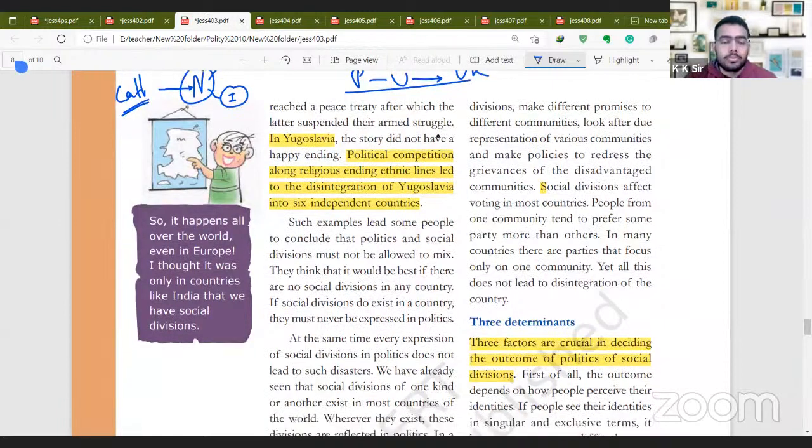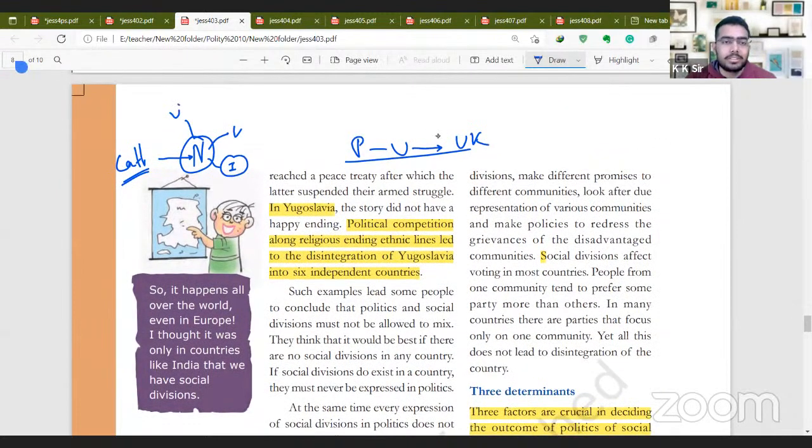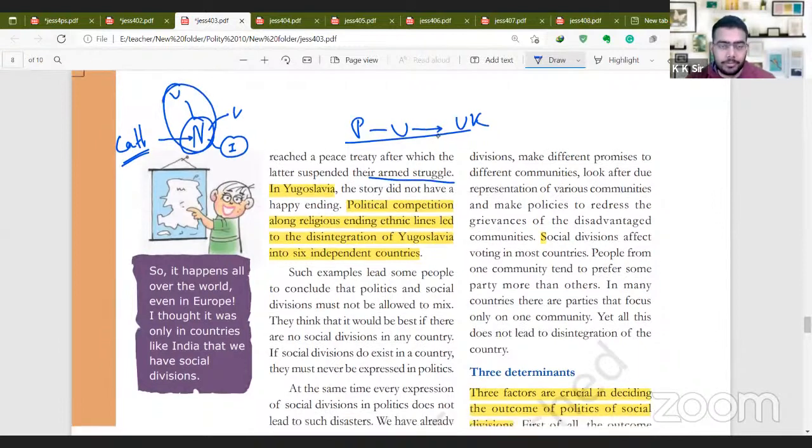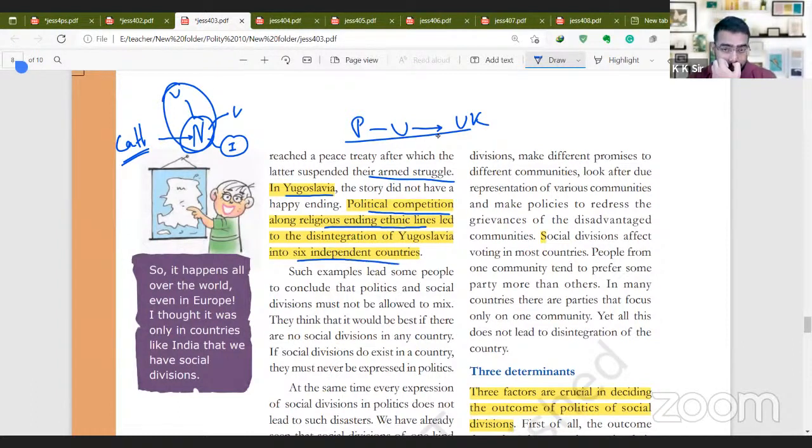सो पीस ट्रीटी वाज रीच्ड विथ द नेशनलिस्ट. यूके के गवर्नमेंट ने भाई यूनियनिस्ट के साथ बात किया, पीस ट्रीटी साइन की, और तब से अभी आर्म स्ट्रगल कम से कम खत्म हो गया है. Similarly, in Yugoslavia do not had this happy ending. Their political competition along the religious lines led to the division of country into 6 independent states or 6 independent countries.